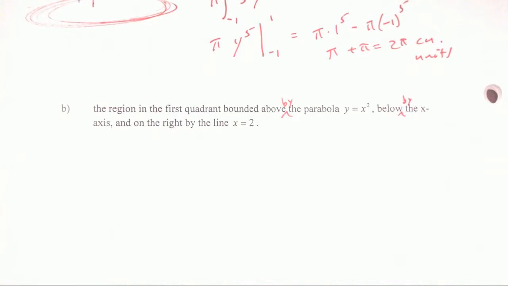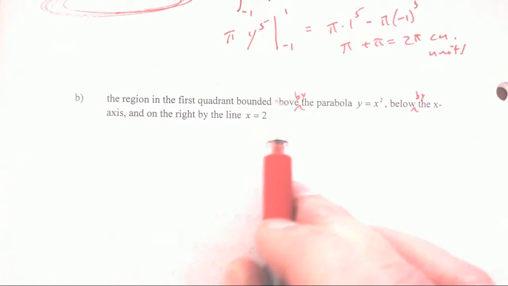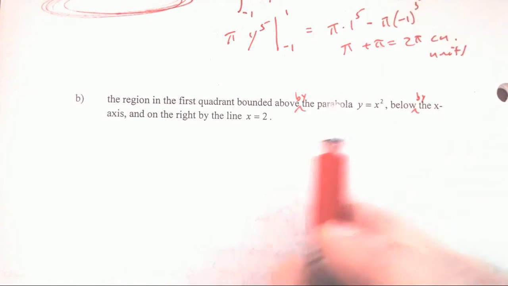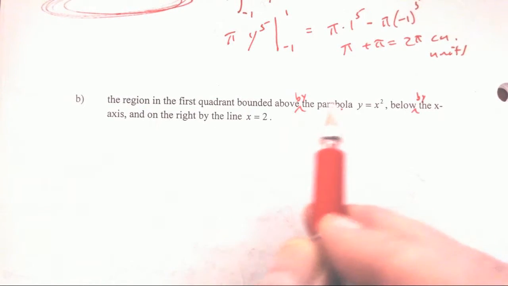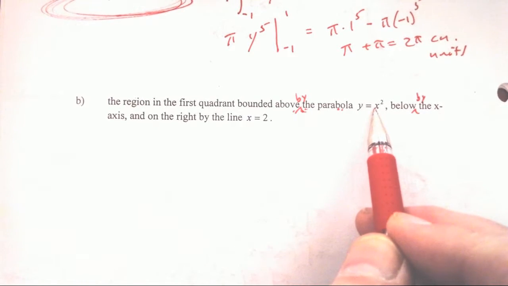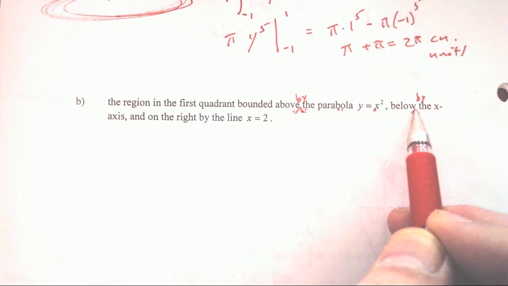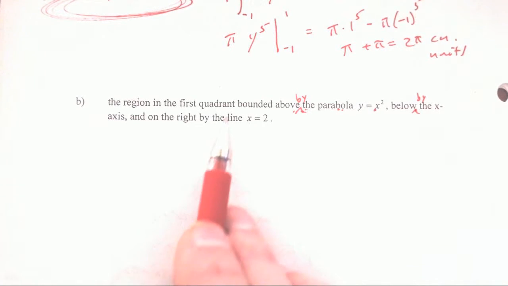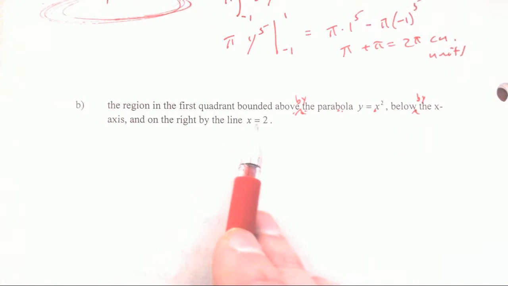All right, next one, make sure you check this out. It should have the word "by" in here, a pretty important part of this. The region of the first quadrant bounded above by the parabola, so this would be a top bound, and below by the x-axis, and on the right by the line x equals 2.